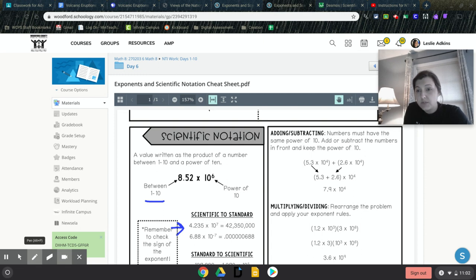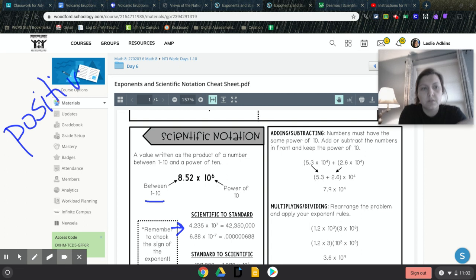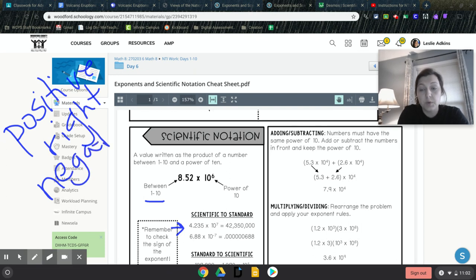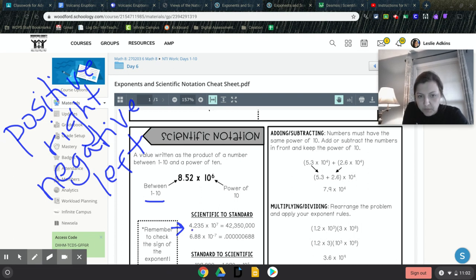Since it's a positive, so remember positive exponent, we move to the right. Negative, we move to the left. Okay, so our positive, I'm going to move it 1, 2, 3, 4, 5, 6, or I'm sorry, 7 places to the right, and that would give me this. This one has a negative exponent, so I would move it 7 places to the left, which would give me this. Okay?